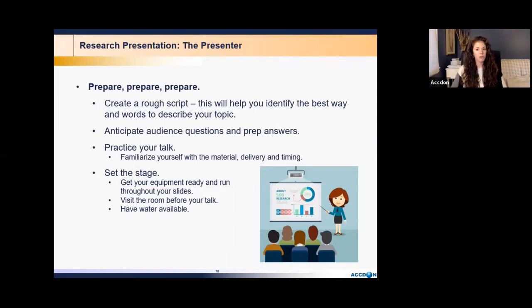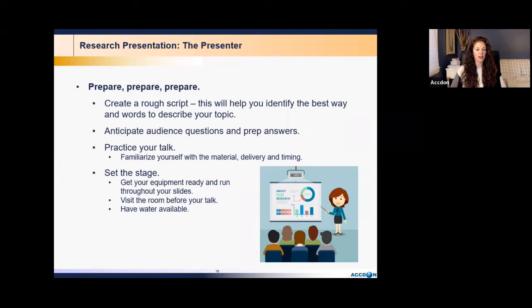Also in terms of preparation, because you know that you're likely going to have questions at the end of your talk, you can anticipate audience questions and prep answers to them. You can have your colleagues or your advisor perhaps give you potential questions so that you can come in as prepared as possible to give your presentation.